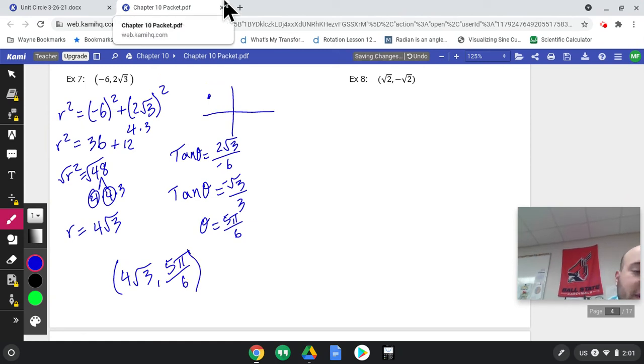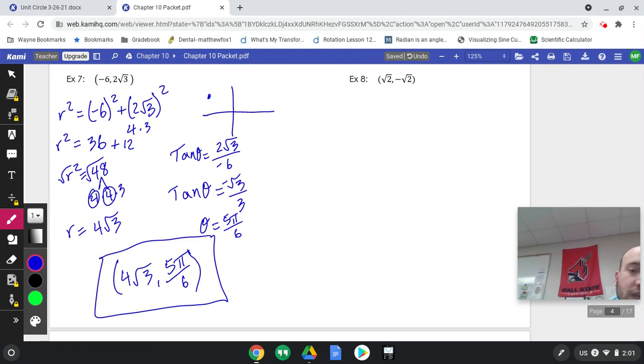Okay, we're just about done. Final one. This last one, once again, let's think about where it exists. So to the right and down, somewhere in quadrant 4. If you're not sure how to get that, x is positive, so it goes to the right. Y is negative, so it goes down, somewhere over here.